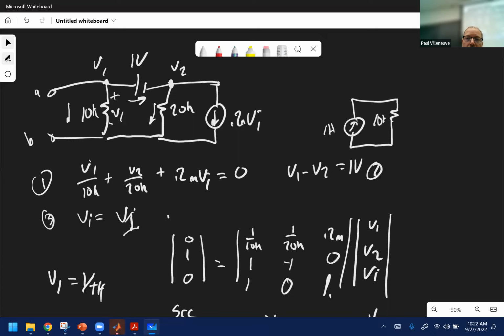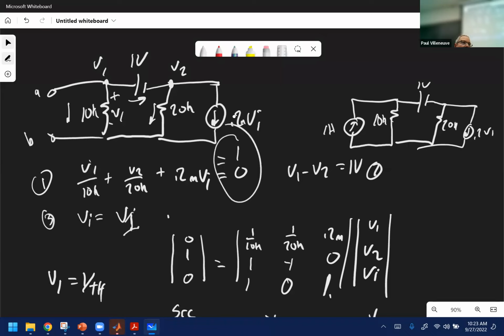This is 10K, 1 volt, 20K, and 0.2 V1. The only equation that changes is here. So now this is going to be equal to 1, right? That's the only modification I made was right here.